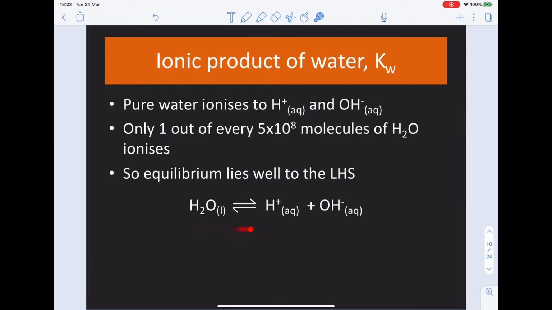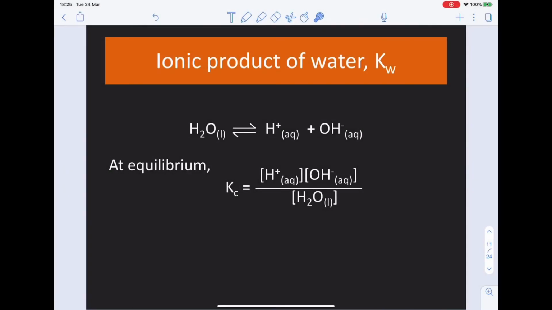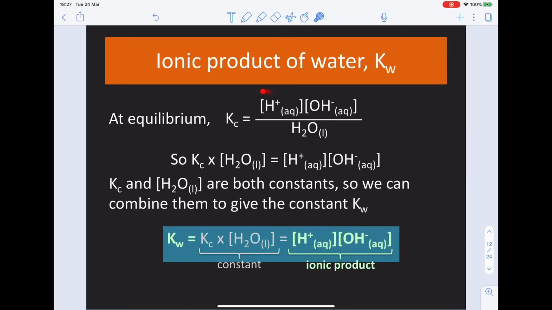Nevertheless, we can still write an equilibrium constant for this equilibrium. So this is the equilibrium expression, and we've seen Kc before when we did equilibria. So for this ionization of water, we have this expression. We can rearrange it by moving the denominator to the other side. So we have the equilibrium constant times the concentration of water equaling the concentration of H+ ions times the concentration of hydroxide ions.